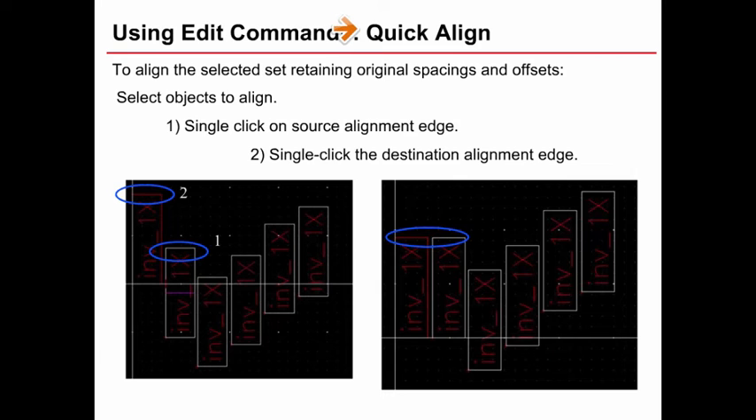Here's quick align, and we're going to say we want to align a selected set, but we want to retain some original spacings and offsets. Here is our original selected set, so those 5 pieces have been selected. And then this is the edge that we want to align, and then this is the edge we want them all to be aligned to. And here's our result. We brought all 5 of these as they were into alignment with this one.